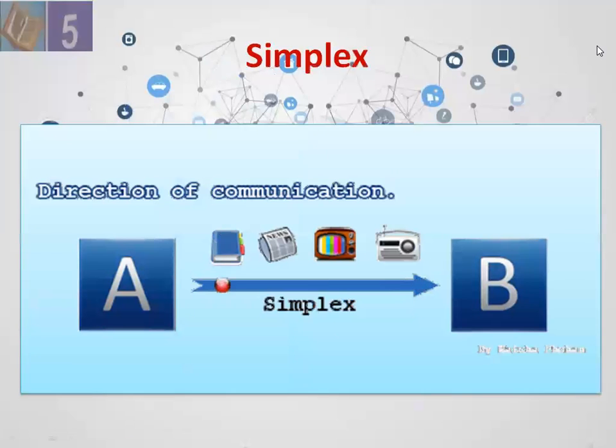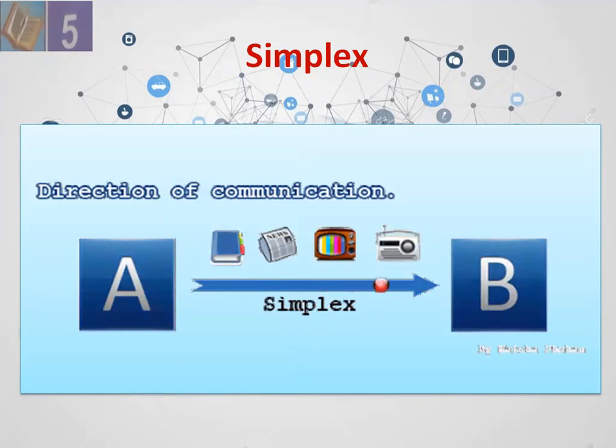In simplex mode, here in this diagram, you can see the direction of communication. Device A wants to send data to device B. This is one-directional data. This is called simplex. Television and radio, all this broadcasting is simplex, an example of simplex communication.